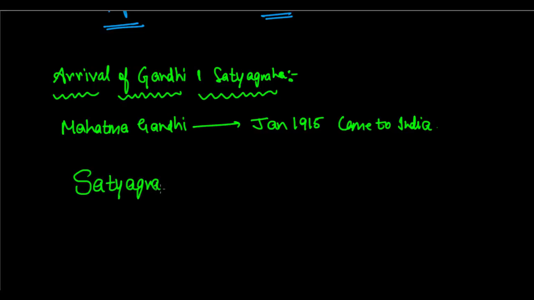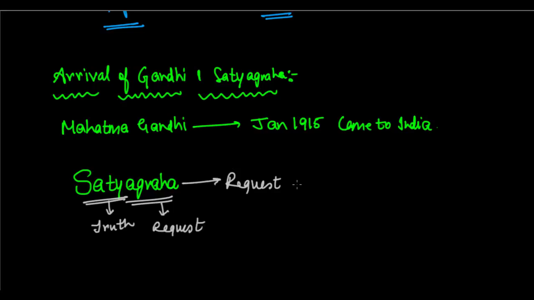Now, if you are a Hindi student, you can easily break this. Satya means truth and agraha means request. So, the word Satyagraha means request for the truth or truthful request. So basically, the idea of Satyagraha emphasized the truth, the importance of the truth, right?